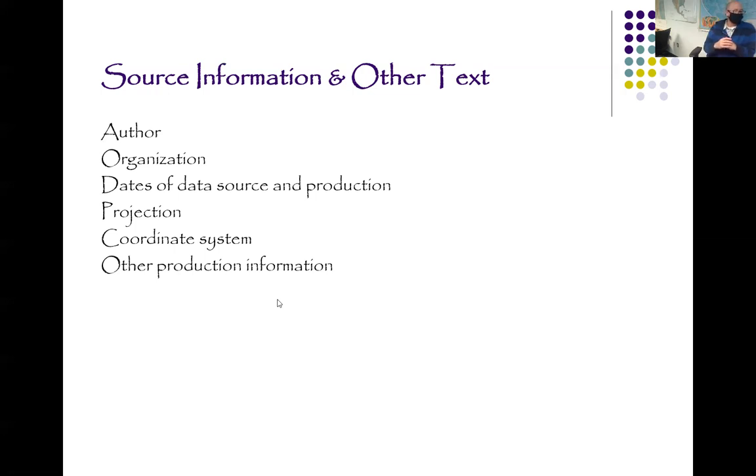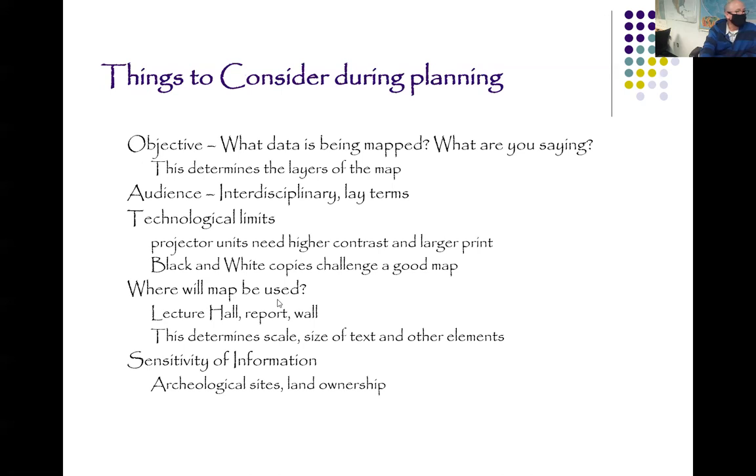And other information that you would need that may have been associated with that map. So, okay, when you're planning a map, these are some of the things that help the map keep its focus, right? So the objective of the map: why are we making this map other than because it's an assignment, right?